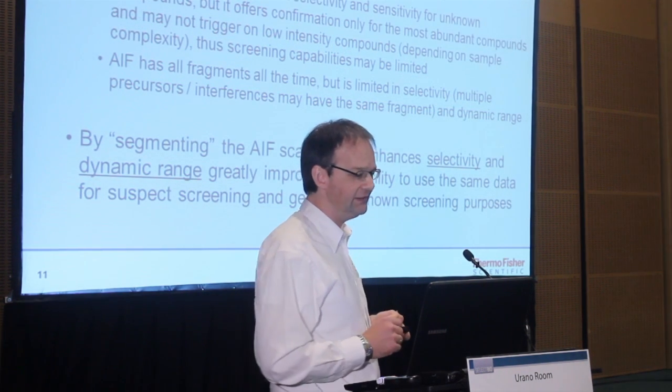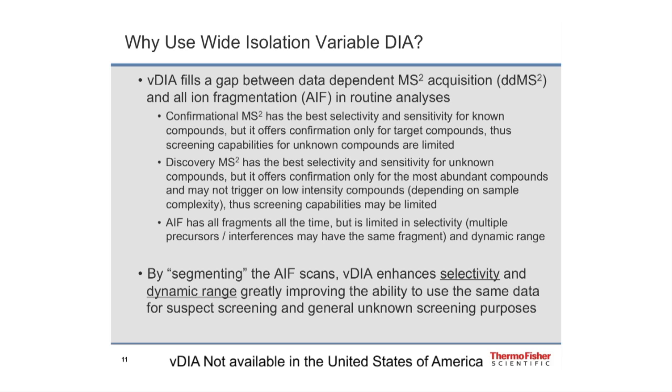So basically, VDIA fills the gap between data-dependent MS2 acquisition and AIF. Conformational MS2 has still the best selectivity and sensitivity. That's well known. But if you want to do anything beyond your very limited target acquisition, you cannot do very much in this mode because you don't have fragments for components you are not thinking about beforehand. So you could detect them in full scan, but that's it.